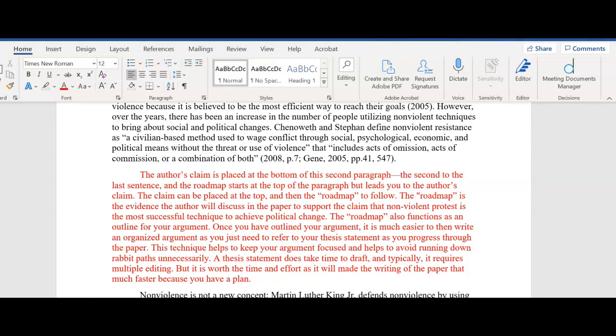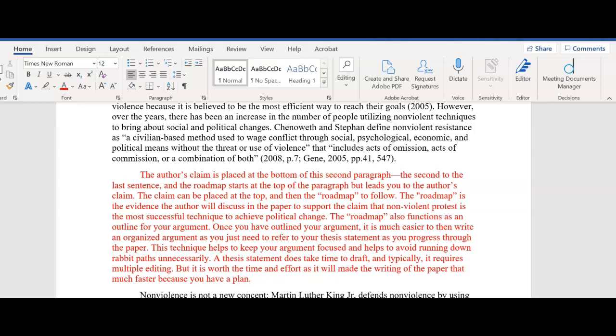So the next paragraph, after the author has set up what's going to be in the paper, the author's claim is placed at the bottom of this second paragraph, the second to the last sentence, and the roadmap starts at the top of the paragraph but leads you to the author's claim. The claim can be placed at the top and then the roadmap to follow. So the organization isn't as critical necessarily as you need a claim and you need a roadmap. And when I'm referring to roadmap, I mean that's the evidence or the direction that your argument's going to take.